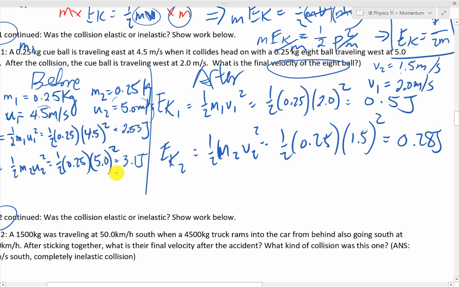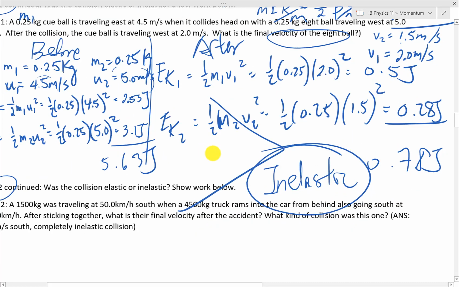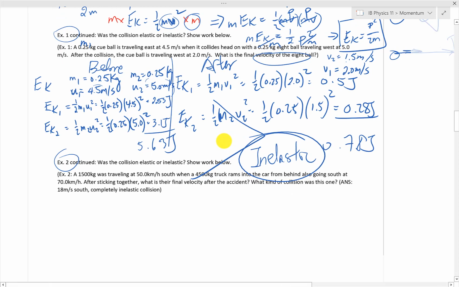Okay, so then I could do a quick addition here just to do this properly. So that's going to give us 5.63 joules versus here, this is a total of 0.78 joules. Okay, so definitely we have a greater initial kinetic energy to start with in our system than our final. Therefore, we know that this must be an inelastic collision.